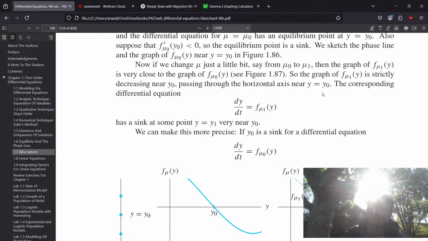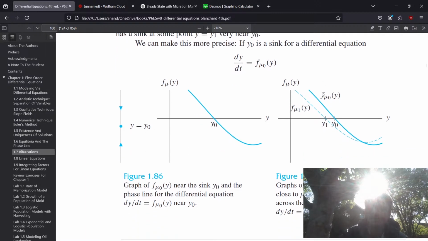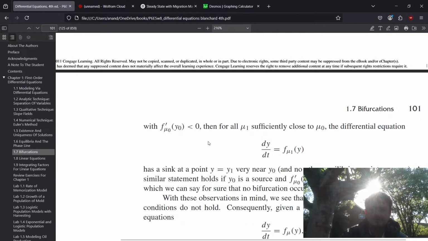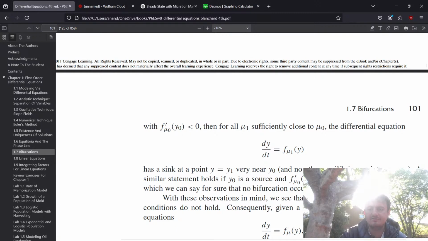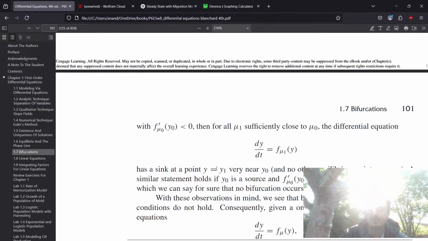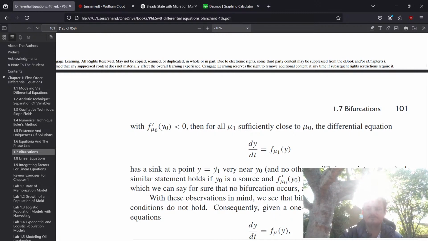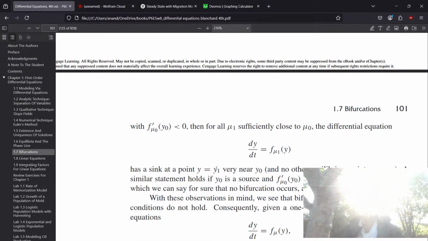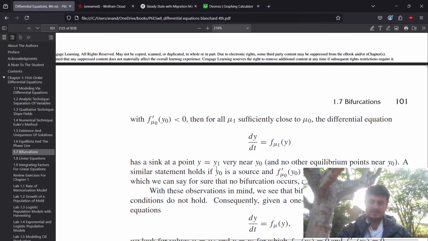Anyways, so it's saying a sink. If y0 is a sink, then for all mu sufficiently close, it also has a sink. Okay. All right, and a similar statement holds for y0 as a source.